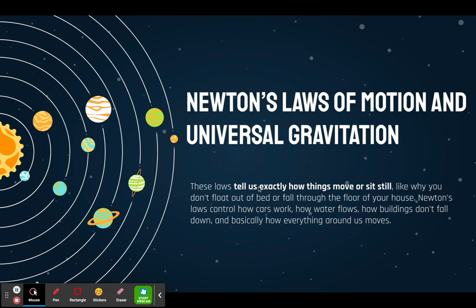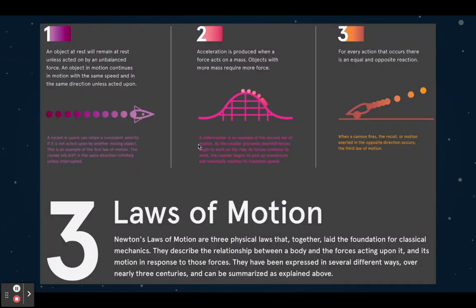The laws tell us basically how things move or how they sit still. Now, it's really important because these laid a foundation that enabled us to understand how cars work, how water flows, how tall buildings like skyscrapers, bridges, how those things don't fall down. So everything that is around us that moves or sits still, these laws help us understand that motion or lack of motion. Now, Newton has three laws of motion.